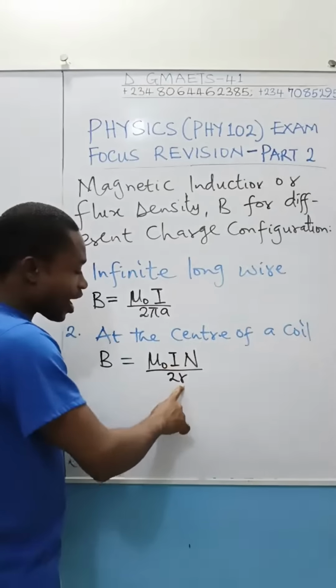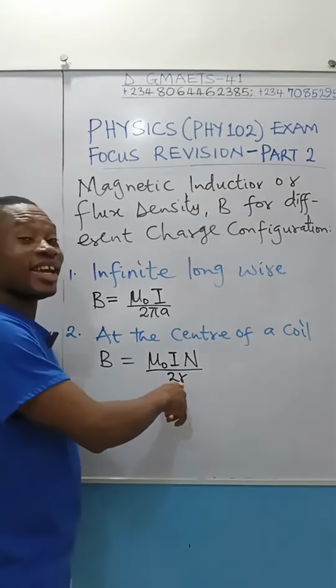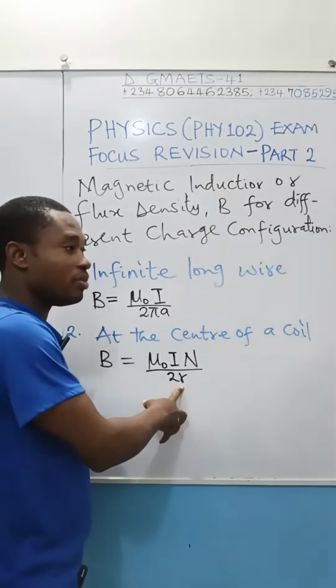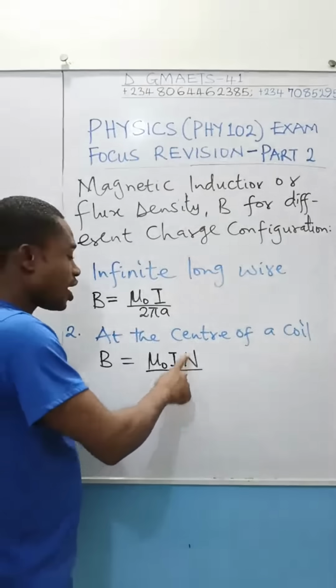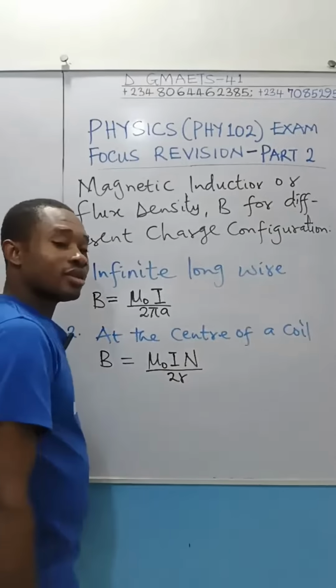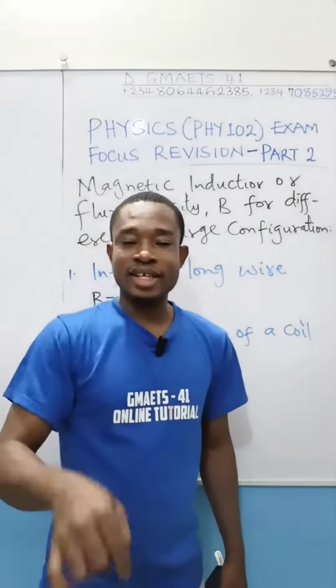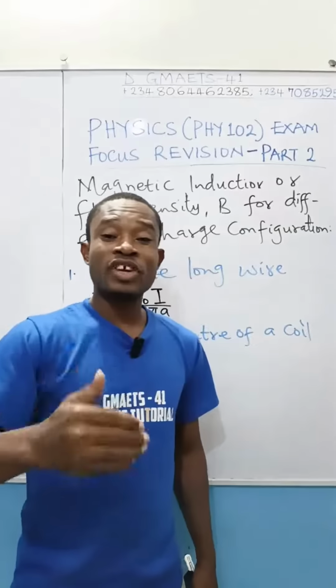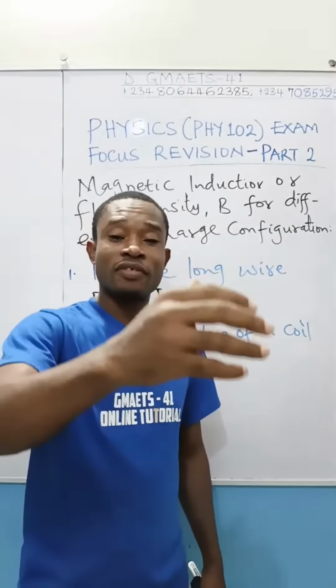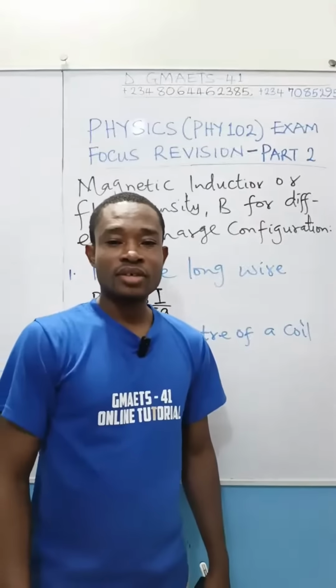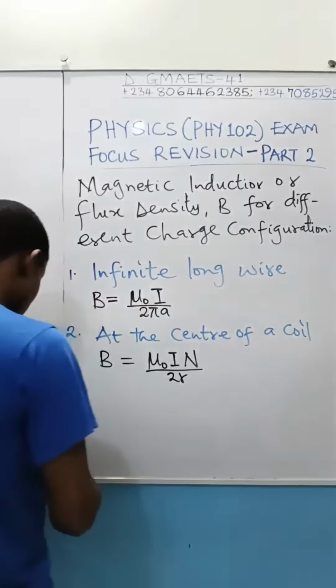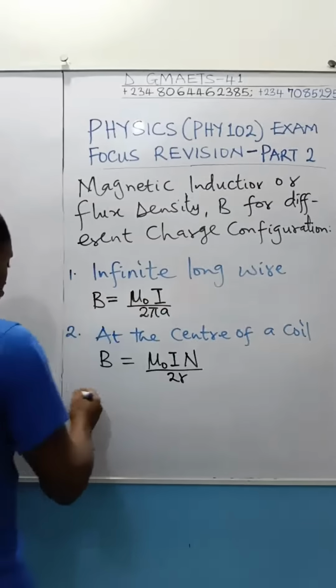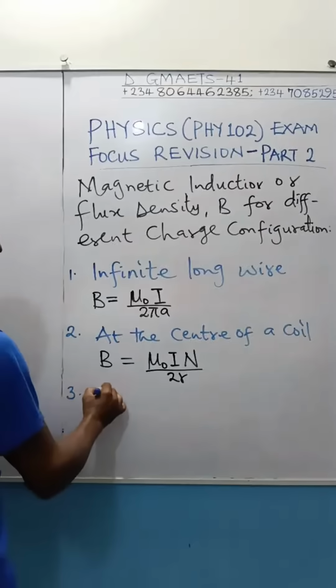This N over R, if R is the length of that charge configuration, N over R can be replaced with small letter n, where that small letter n we refer to as the number of turns per unit length. So you want to take note of that concept. This will take us to the third one.